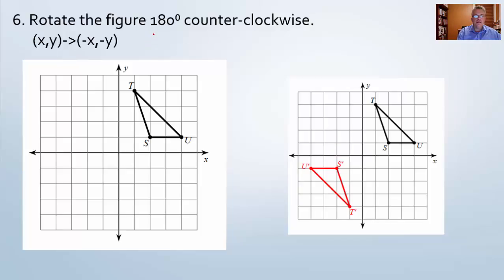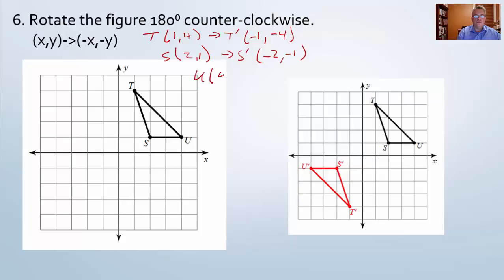All right, let's start. T is at 1, 4. And for 180 degree rotation, the first coordinate is the opposite of x, -1. The second coordinate is the opposite of y, -4. I love it. S is 2, 1. Okay, we just take the opposite of the coordinates, so that becomes -2, -1. And what's left? We got U. U is 4, 1. Just take the opposites. U prime is -4, -1.